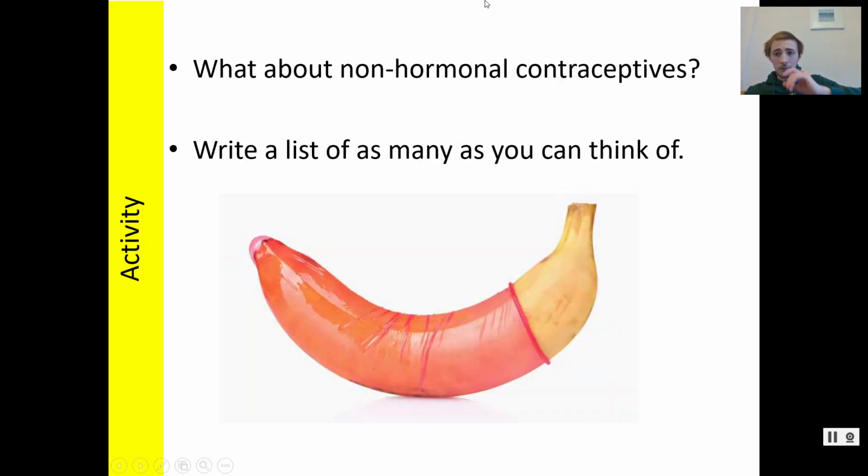Let's move on. Non-hormonal contraceptives. Now there are 4 which you're supposed to know about. I'd like you to have a go at writing as many of them as you can think of. There's an example on the board. What can you think of? Underneath the subtitle, non-hormonal contraceptive.